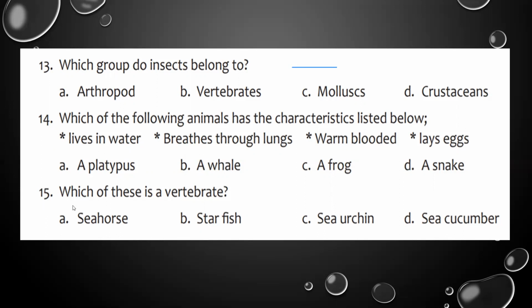Number 15. Which of these is a vertebrate? Vertebrates are the animals with backbones. A, seahorse. B, starfish. C, sea urchin. D, sea cucumber.